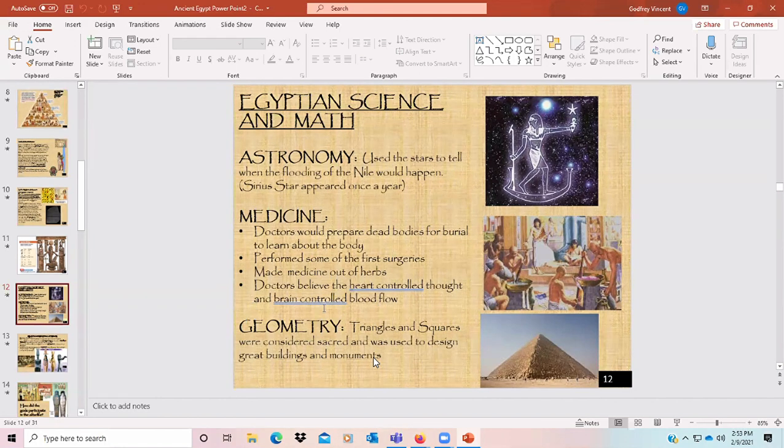And again, they practiced geometry. To build this pyramid here, you have to know triangles, right? And squares. And so they were very good mathematicians, astronomers, and medical doctors.